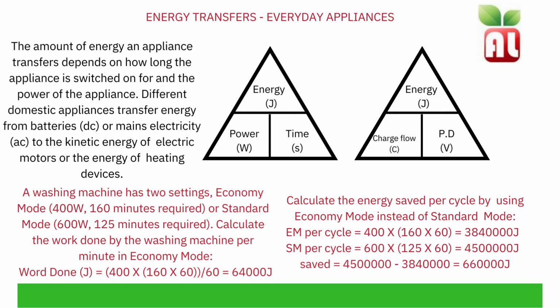4,500,000 minus 3,840,000 gives us an answer of 660,000 joules.